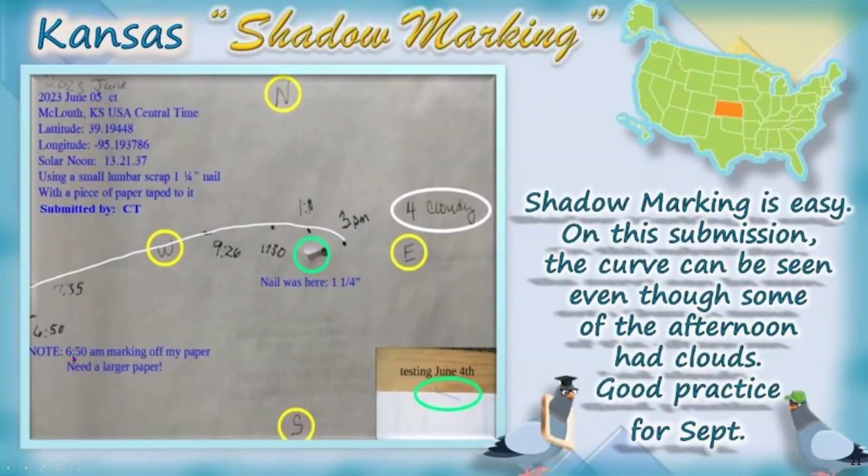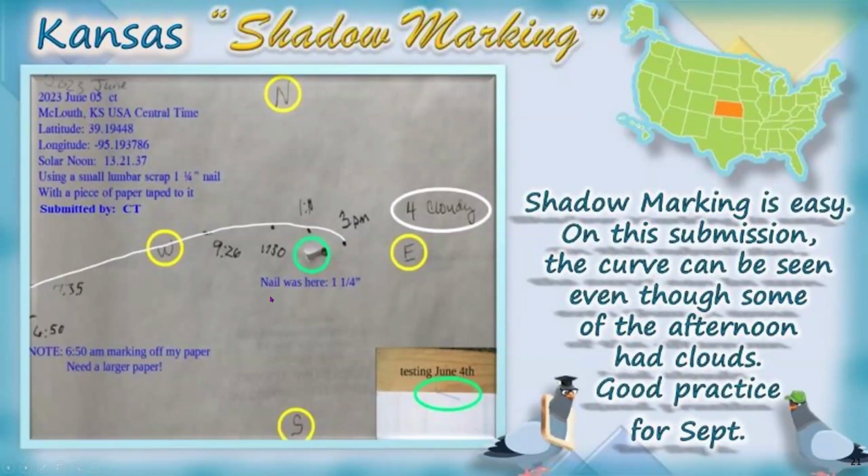She's got a note down here at 6:50 a.m. that her mark was off the paper. So she realized my paper's not long enough. She learned that. And then here she's got 4 o'clock. It was cloudy. She couldn't mark. If you've got clouds, if the sun's behind clouds, you won't get a mark. You won't get a shadow. So she was putting notes on her marking board that was letting us know information, letting her know information as well.